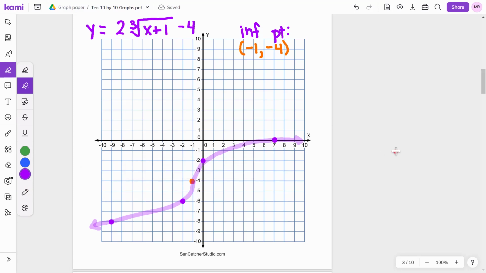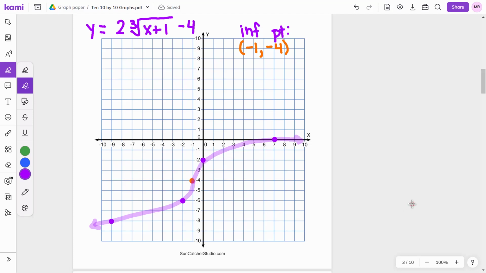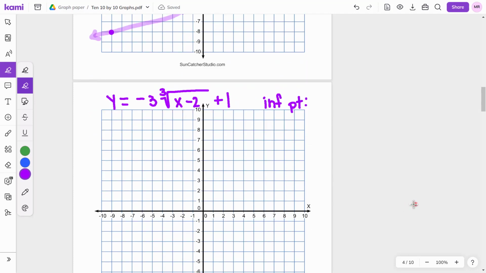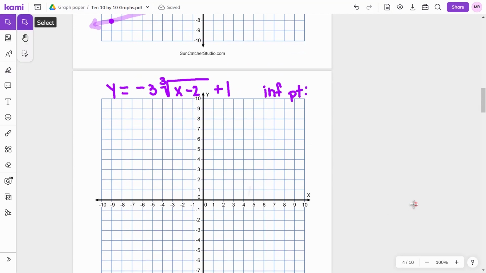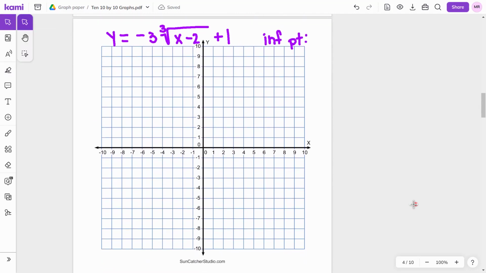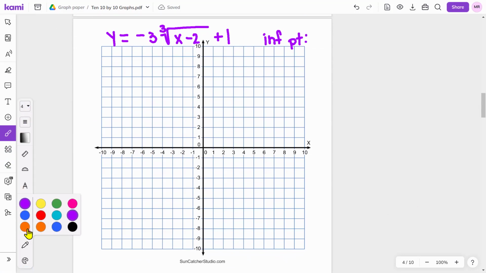Now, I'm going to do one with a negative in front. And what that's going to do is it's going to make this come here. So it kind of is going this direction. And then this is going to go that direction. Okay, so we're going to try this one. We have a -3 times the cube root of x minus 2 plus 1. So my inflection point is going to be +2, +1. So I'm going to go to +2, +1.